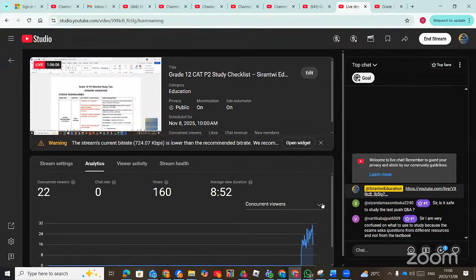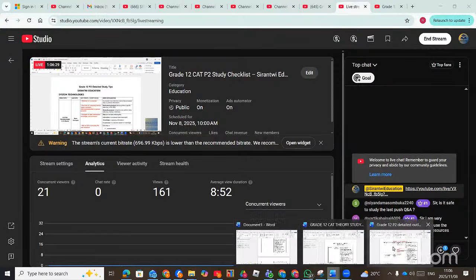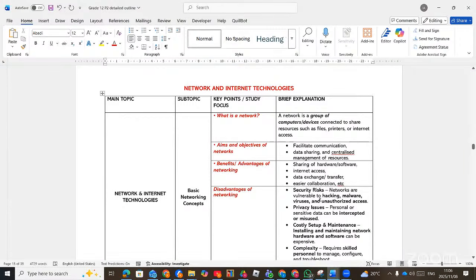It is compiled from your ATP and everything on what to use to study, because the exam asks questions from different resources and not from the textbook. That is why we are not using textbooks here. We focus on ATP and the exam guideline. The examiners cannot ask you questions outside the exam guideline, only that they ask it in a different form. Remember, you are doing Computer Applications Technology. They can let you apply it, but the topics are the same.